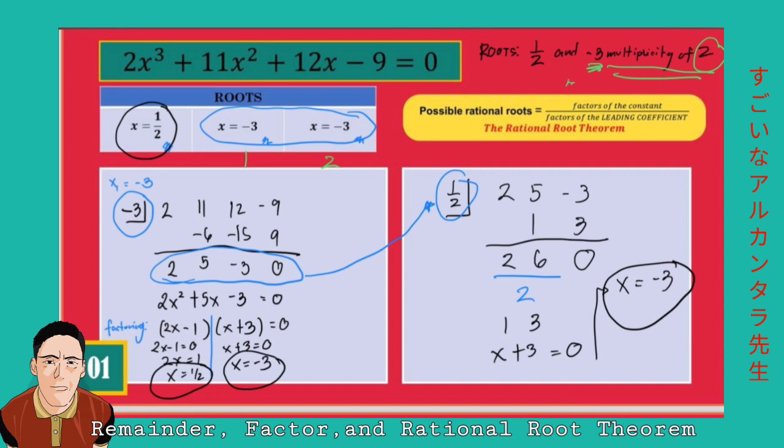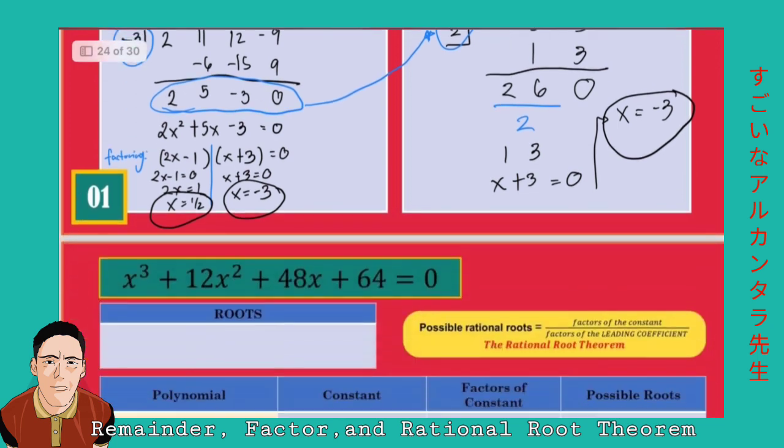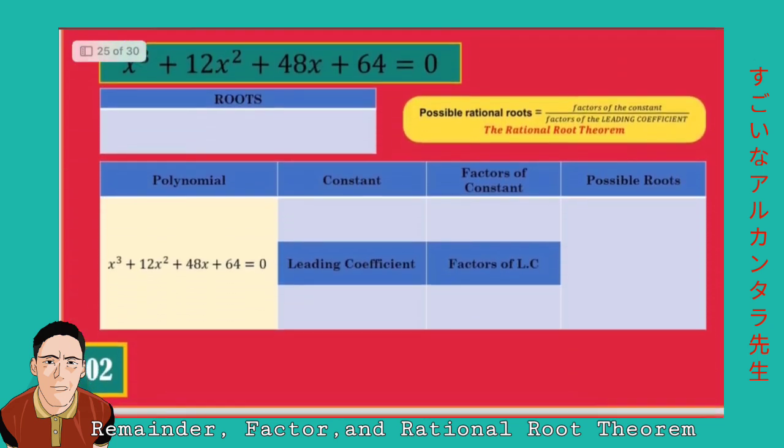So you start by having the root multiplicity of the number of times it repeated. So we have 3 roots there. Now for you to understand this better, we can have our next example. X raised to 3 plus 12x squared plus 48x plus 64. So our constant here is positive 64. Our leading coefficient here is simple. It's 1. Because this is x raised to 3, guys.